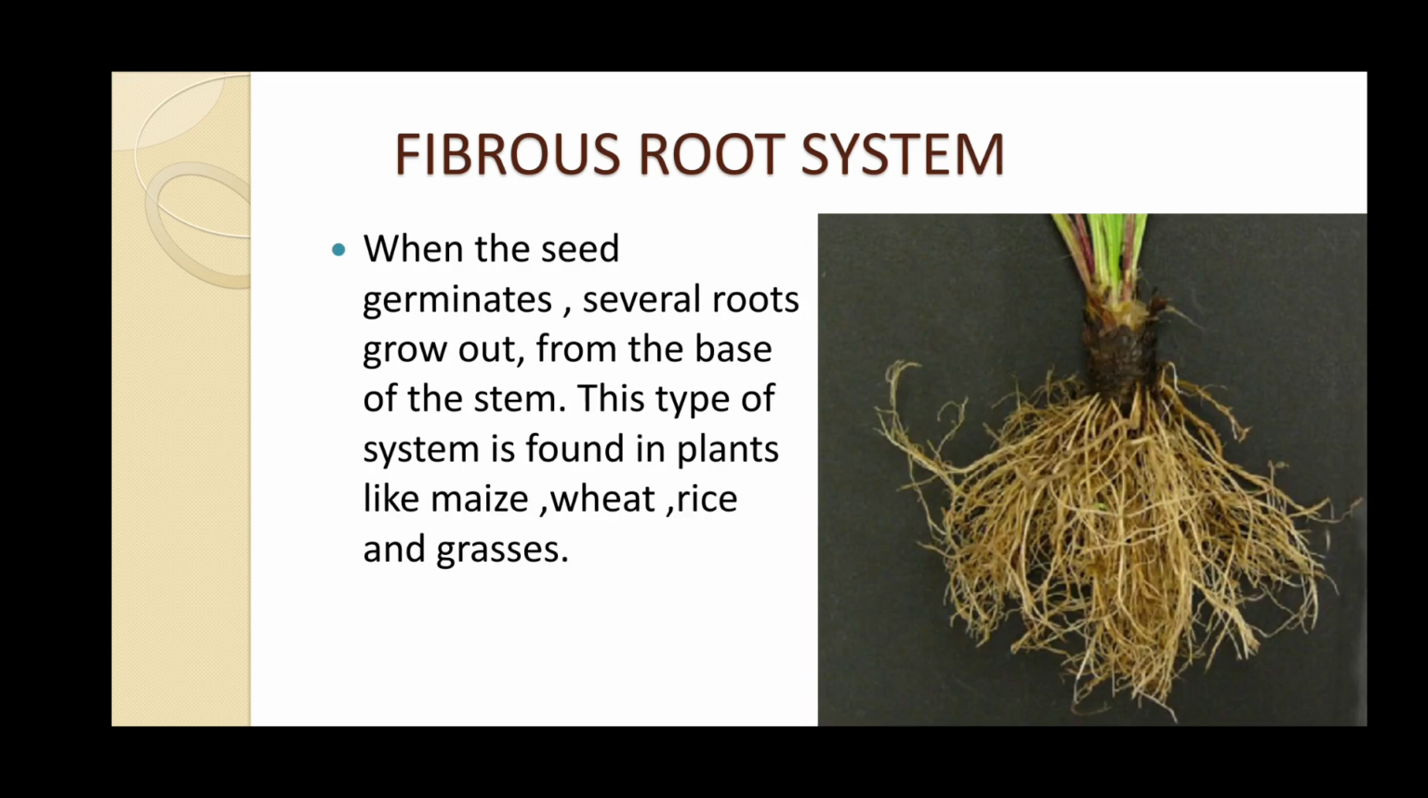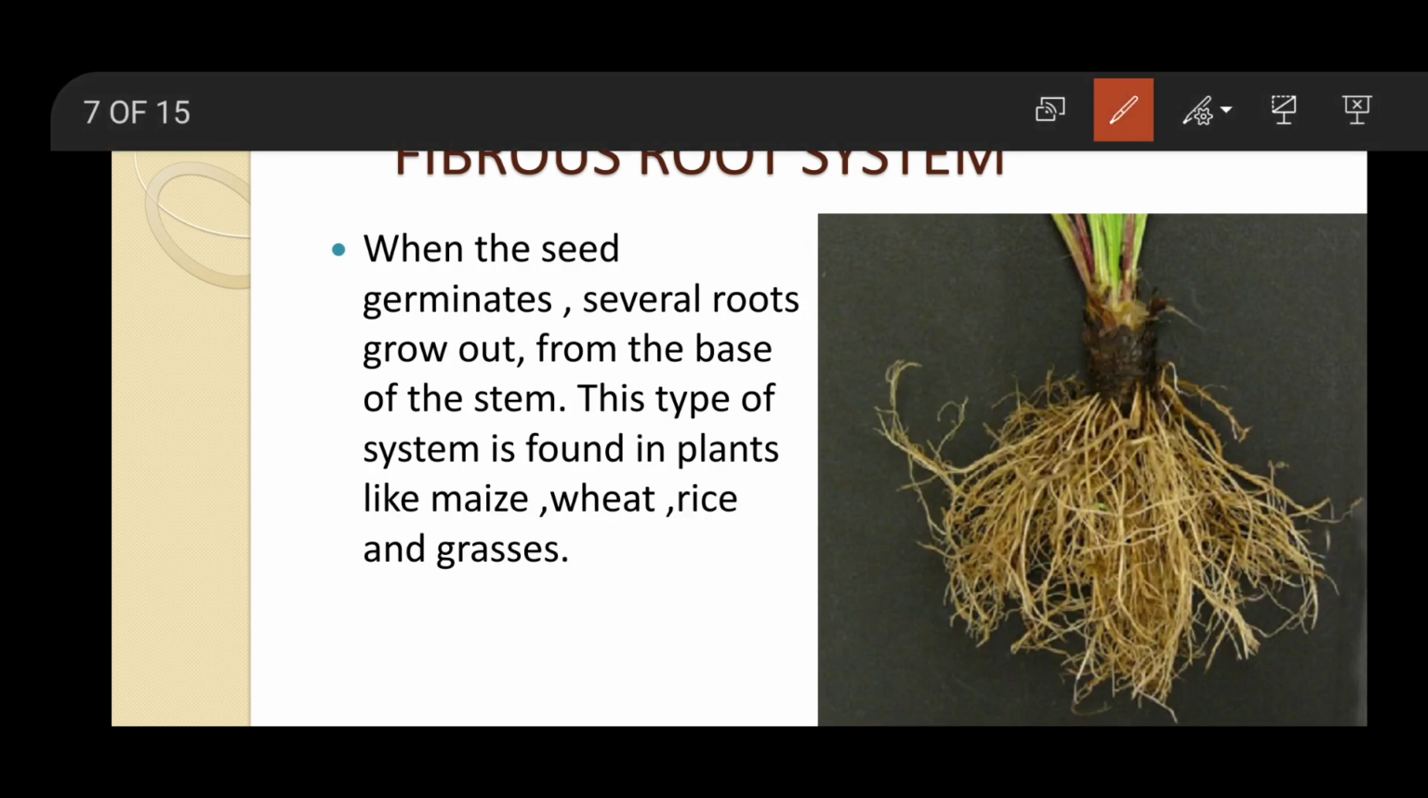Next is your fibrous root system. So dear students, when the seed germinates in this type of root system, several roots grow out of the stem. It means they do not grow from the radicle part of the seed, but from the stem. So these roots are false roots or fibrous roots, or we can say adventitious roots. And you can see thin fiber-like structures arising from the base of the stem.